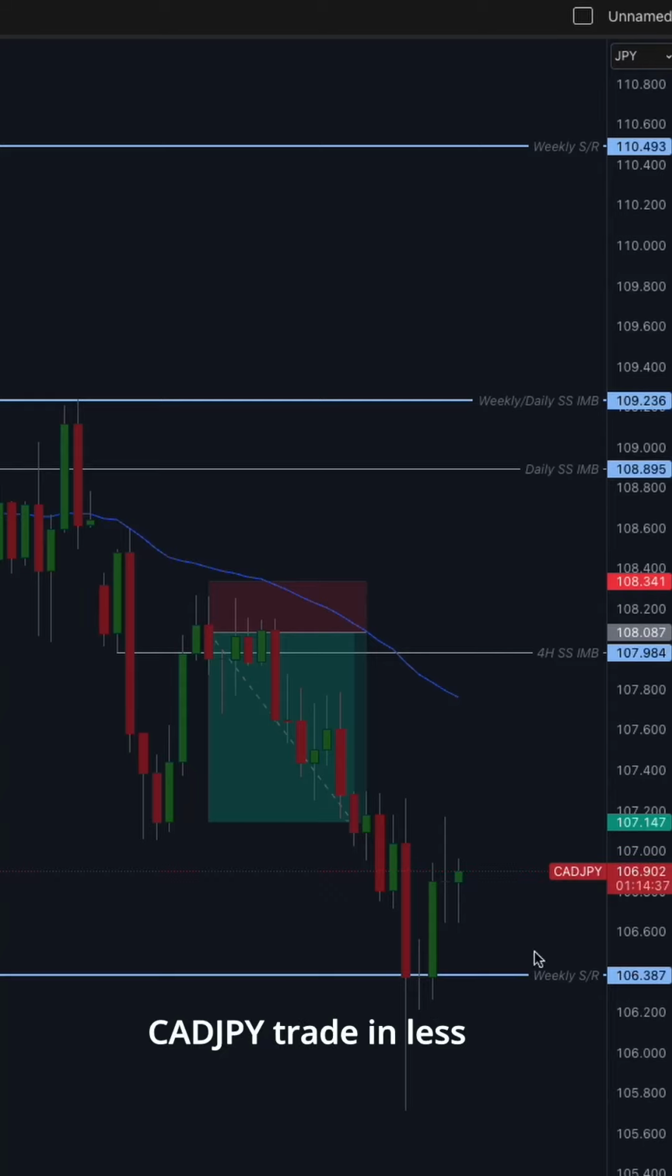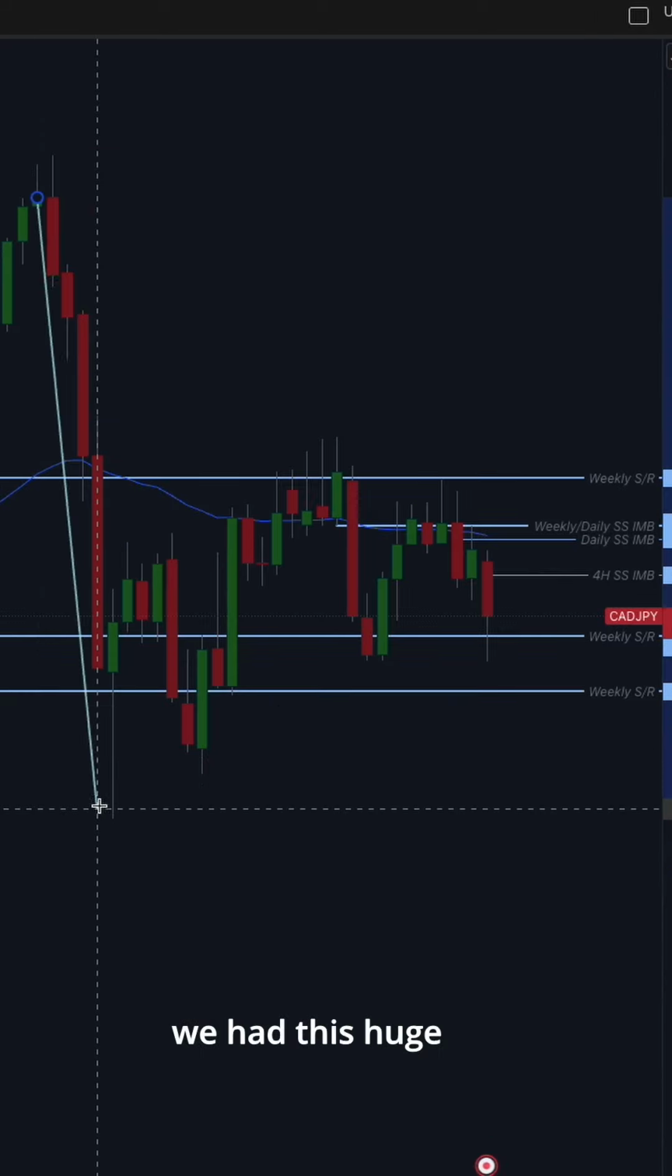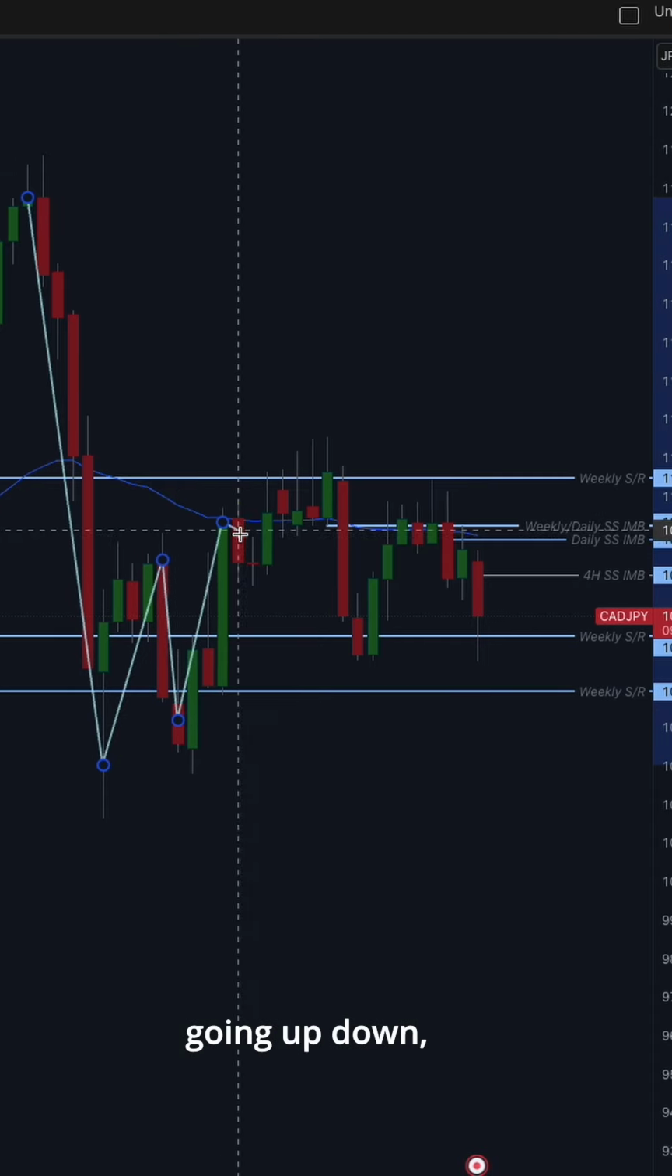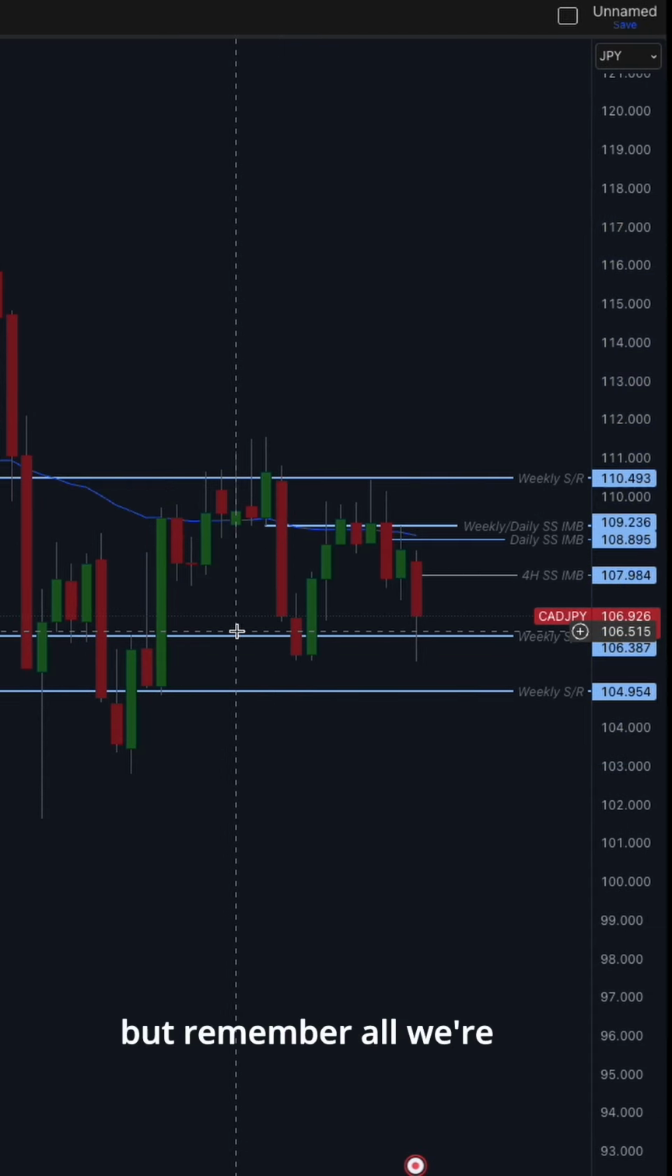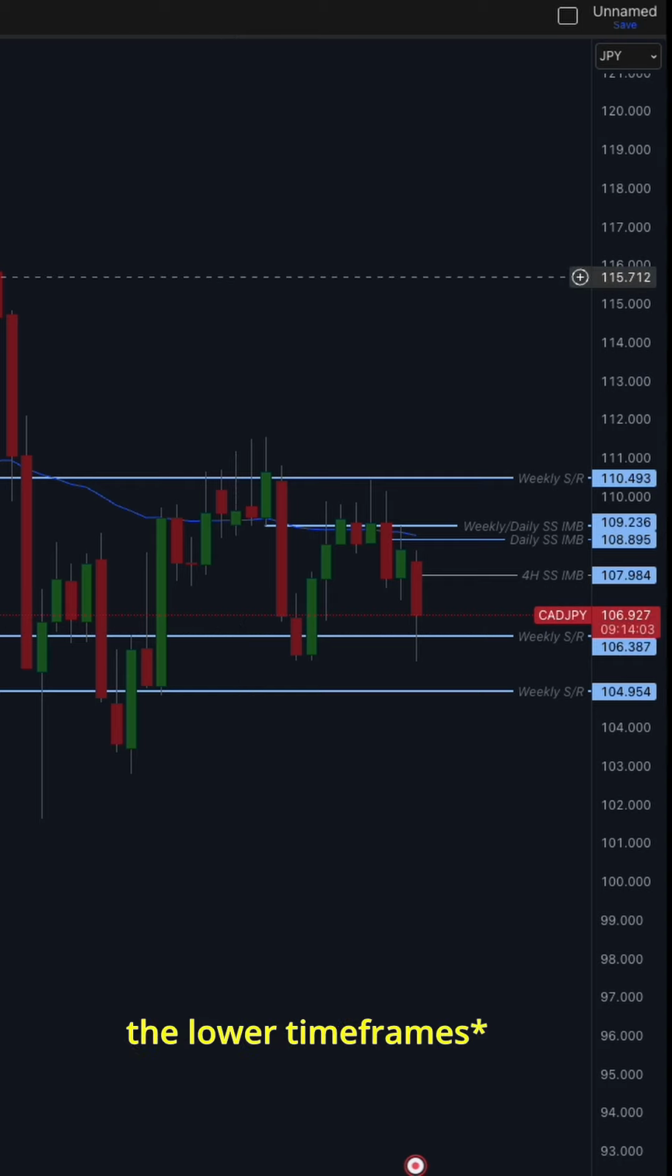Let's break down this CAD yen trade in less than 2 minutes. On the weekly, we had this huge move down, and ever since then, we've just been going up, down, up, down, up, down. A lot of traders might find this confusing. It is, but remember, all we're looking for is where price is going to react. A small reaction on the larger time frames is a huge reaction on the higher time frames.